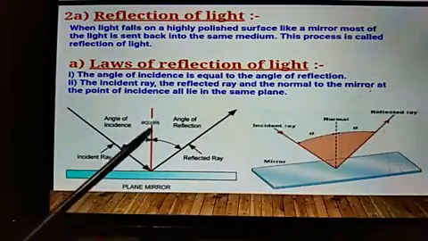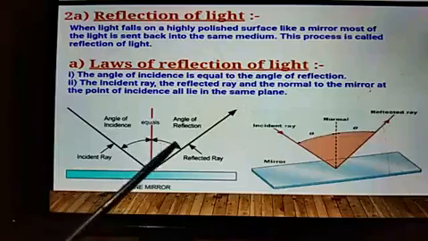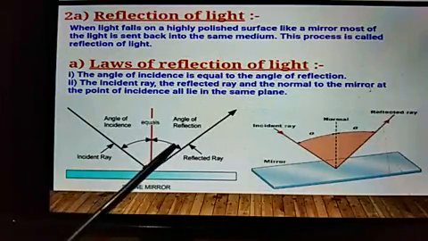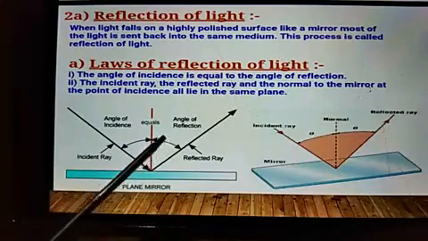That is, this angle, the angle of incidence, is always equal to the angle of reflection. If this angle is 30 degrees, then this angle is also 30 degrees. If it is 45 degrees, then it is also 45 degrees.